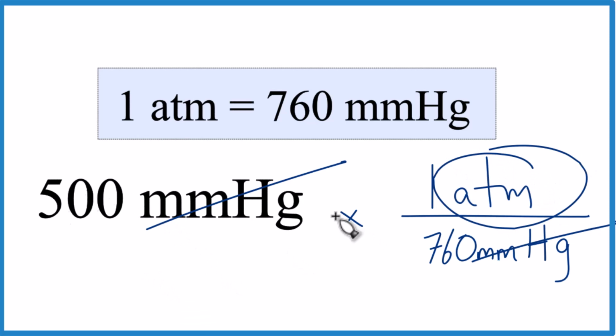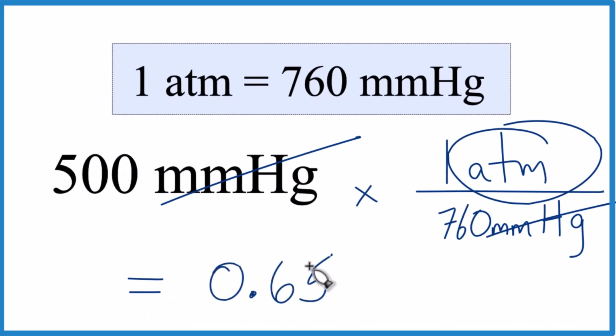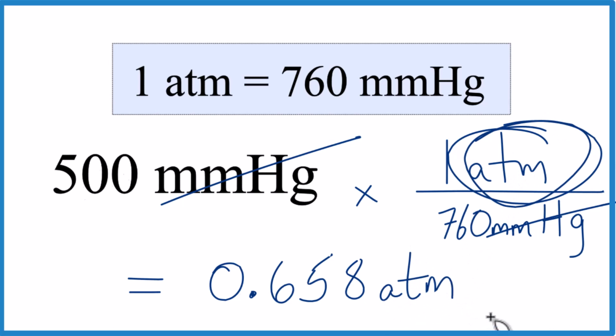So 500 divided by 760, that equals 0.6578. Let's call it 0.658. And the units, atmospheres, ATM, because that's the only unit that's left, and that's how we know we set it up correctly. It's Dr. B, converting 500 millimeters of mercury to atmospheres.